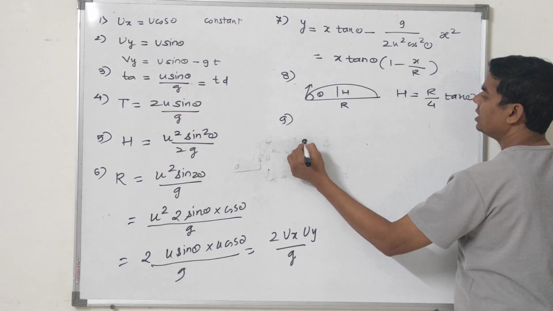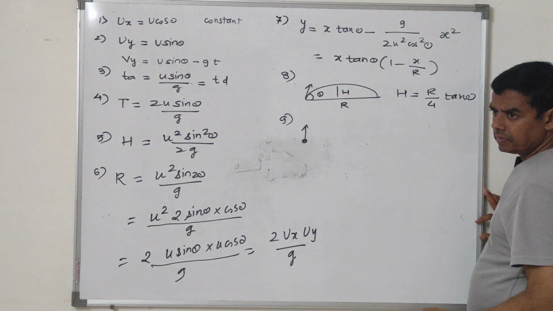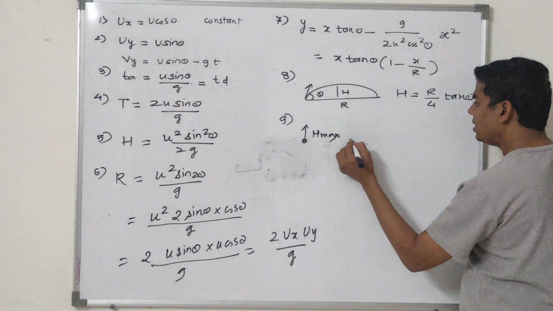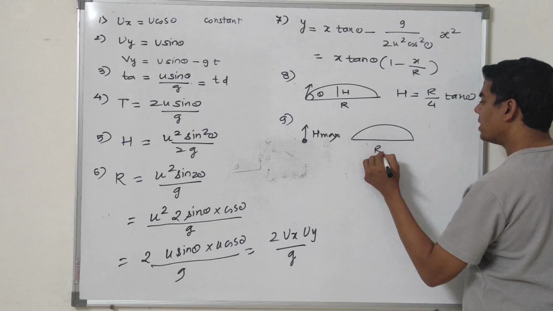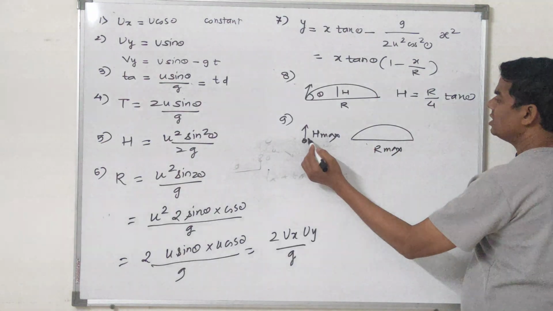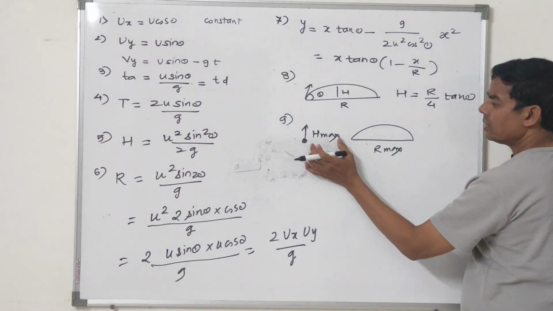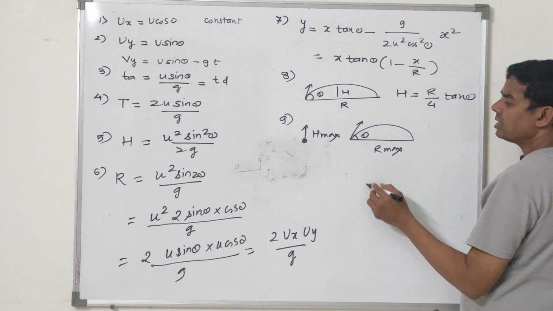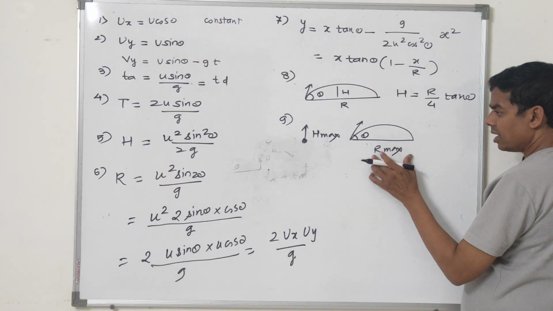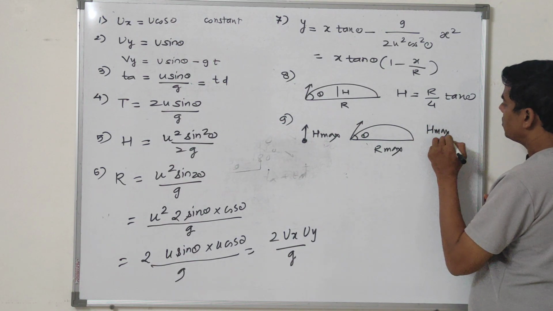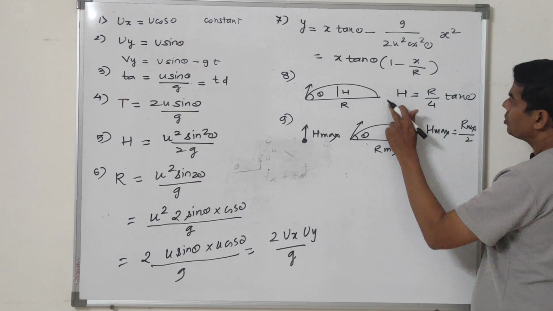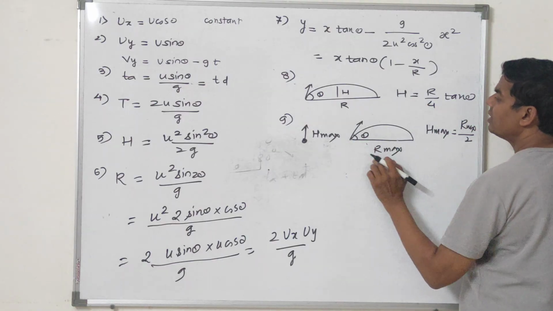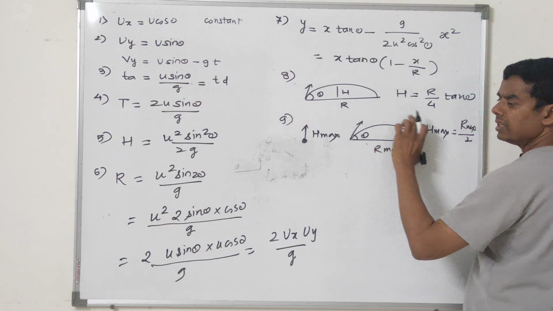Next, suppose that initially a particle is projected vertically upward. In this case, its height is h max, and the same particle is now projected at some angle theta with the horizontal, and we get r max here. In this case, h max is equal to r max upon 2. Both are different things. Here we have h and r in the same case, and here h and r are in different cases, vertically upward direction and inclined direction.